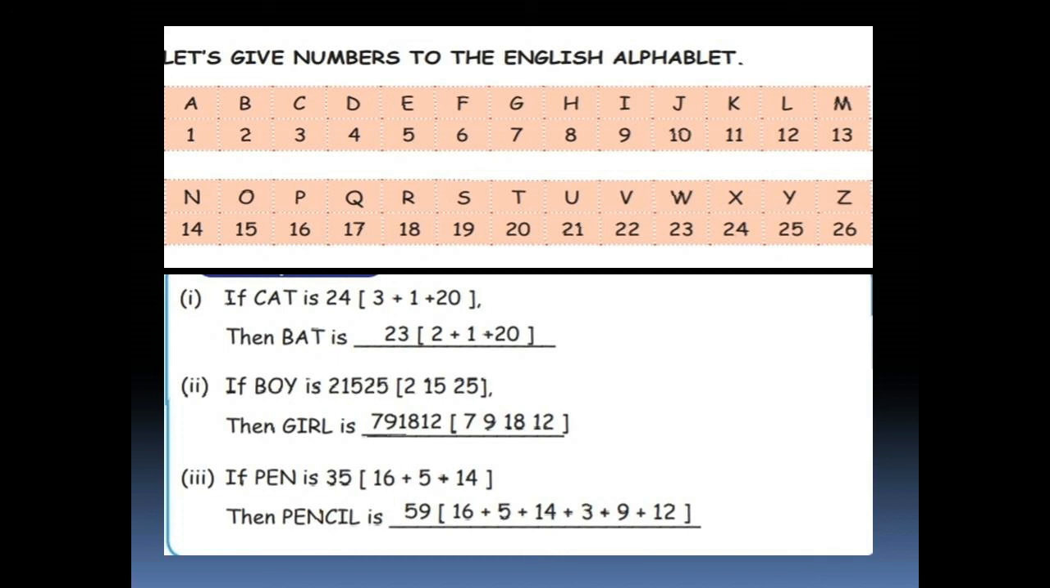Then bat. B is 2, plus A is 1, plus T is 20. If you add everything, 20 plus 1 is 21, 21 plus 2 is 23. So bat equals 23. Now you know the difference: cat is 24, bat is 23. Like this they have given some examples.